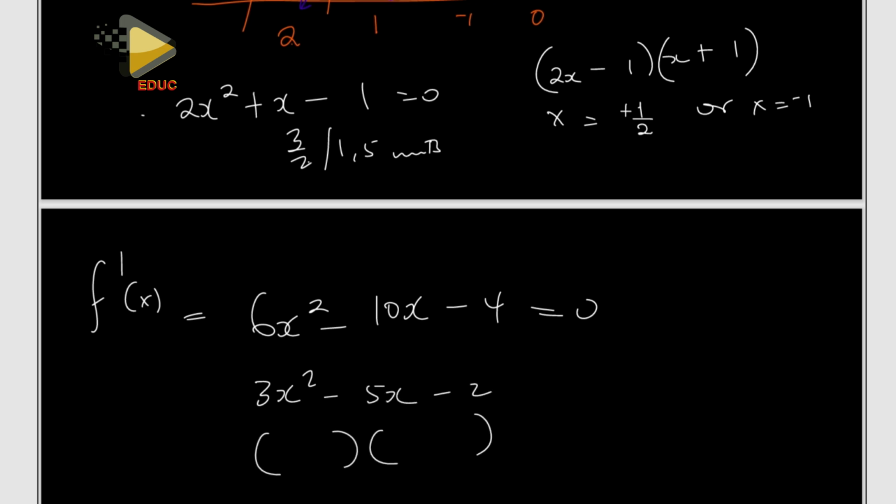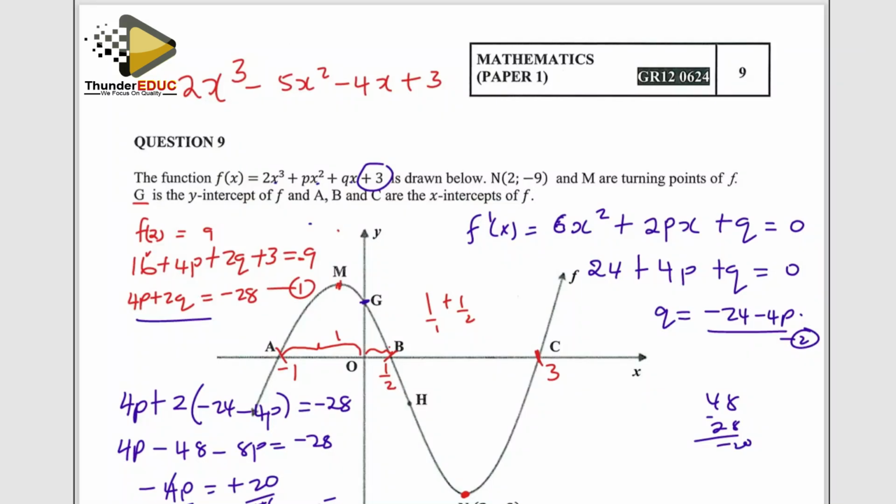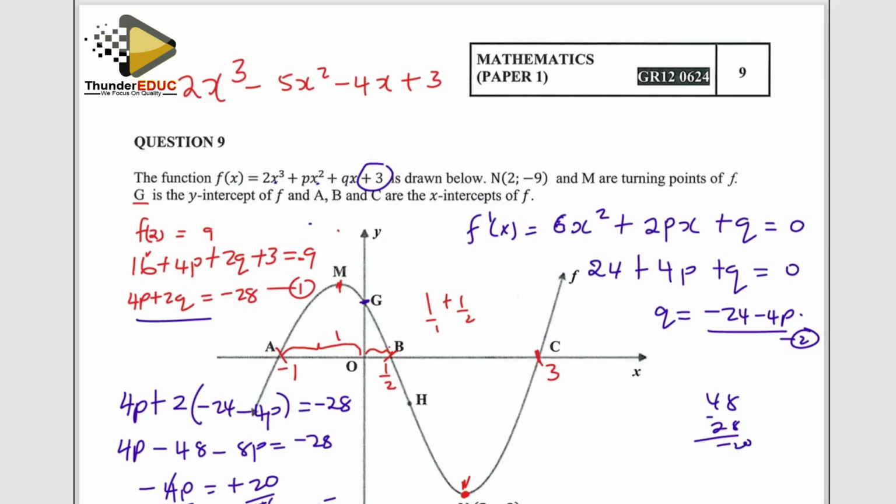I can factor this out, 3x and x. I can have a 2 there and a 1. Make this a minus and a plus. Let's see. Does it give us the same thing? Most probably. So x is -1/3, or x is going to be 2. Now, since M is on the left-hand side, we already have this as 2, which confirms our answer. So the x value of M is -1/3.